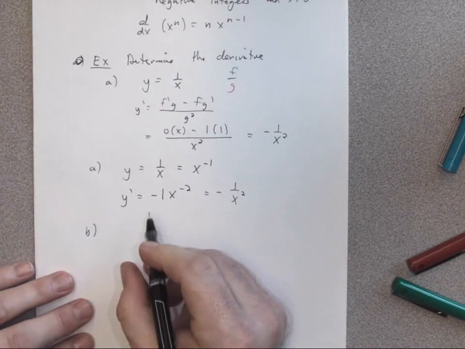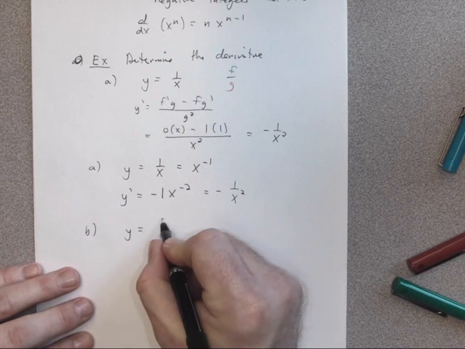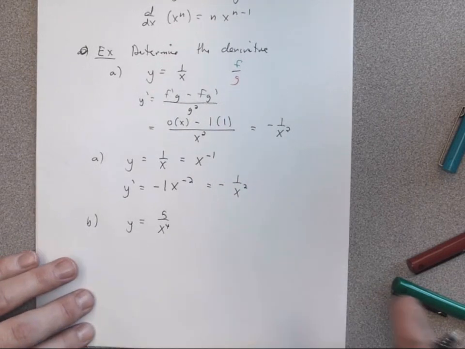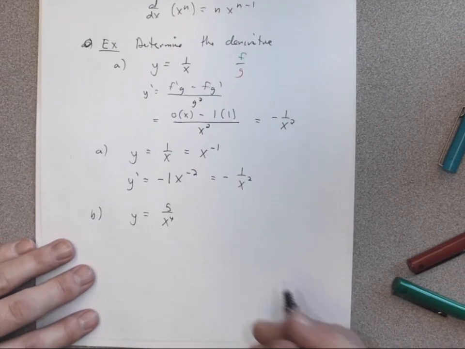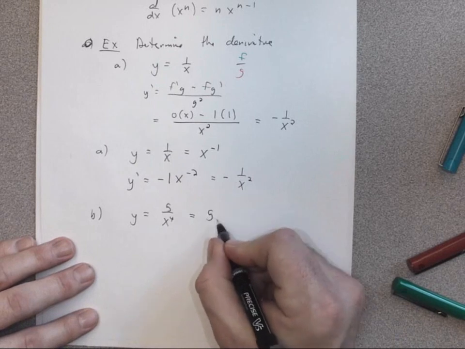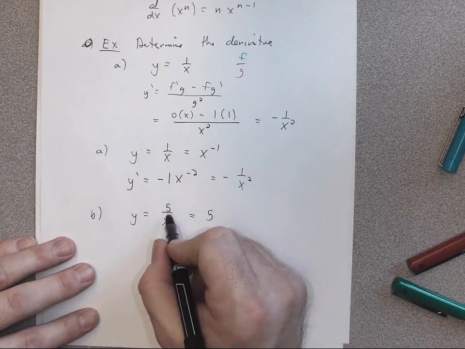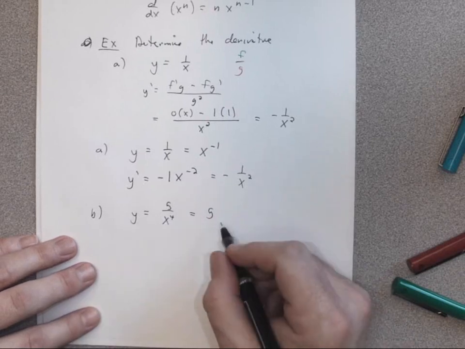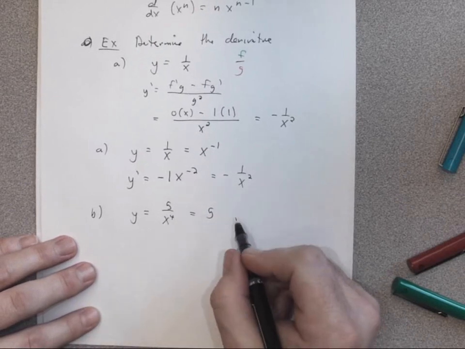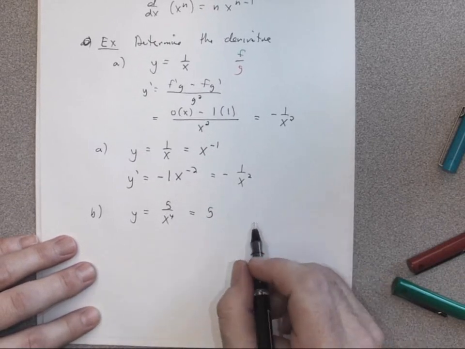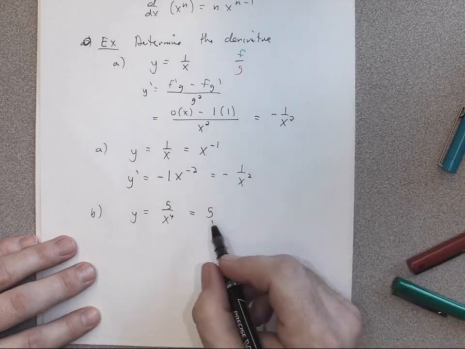So b, if I want y is equal to 5 over x to the fourth, well, you know you can handle that using the quotient rule. But the power rule is so much quicker. Now, if I had something different up top, we'd have to be a little bit careful. If this was like a 5 e to the x up top over x to the fourth, then we would have to use the quotient rule.